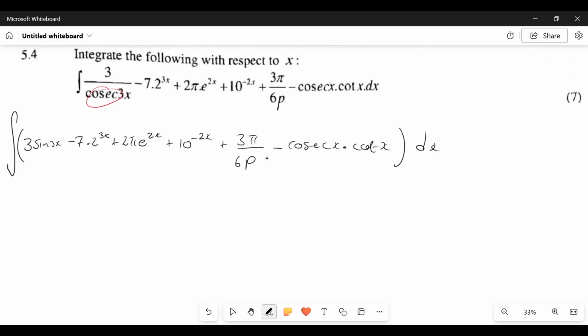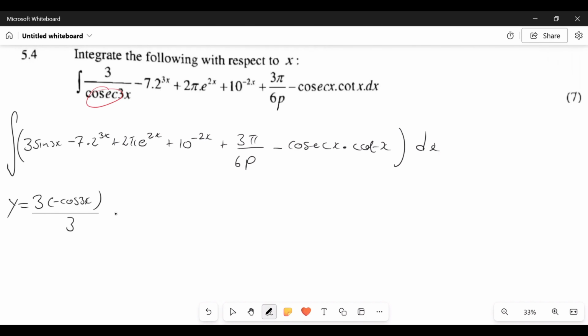Remember, differentiation is the opposite of integration, right? But anyway, let's start here. Let's start with the first term. Let's equate this to y. We have the coefficient of 3 there, but the integral of sine here, guys, we know that is going to be negative cos 3x, and then we divide by 3.